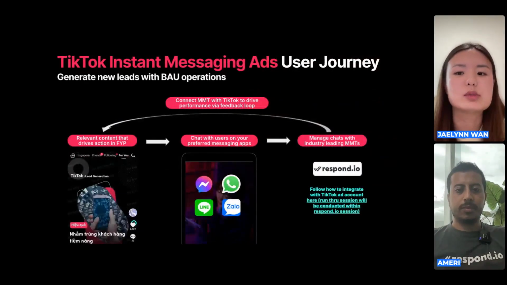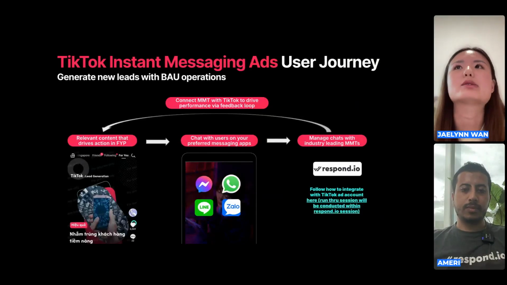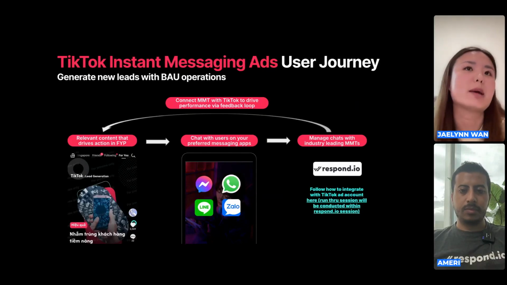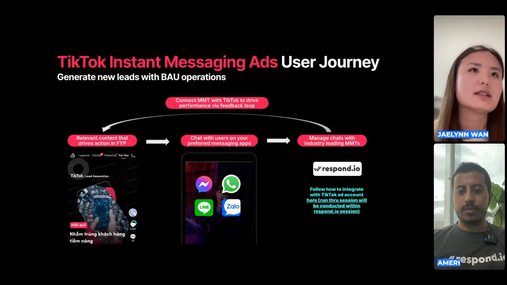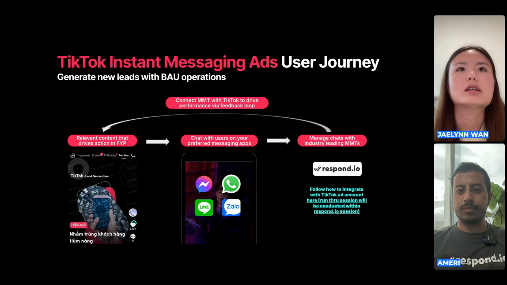So this is how the user journey looks like, right? For instant messaging ads, you can expect that your users will be redirected to the messaging app of their choice. So for example, the first picture that you see on the left is whatever content they see on their For You page. Then, when they click on the call to action button, they get directed. They can select the app that they want to use. Then they'll be redirected to the app itself. The last one is on Respond.io.